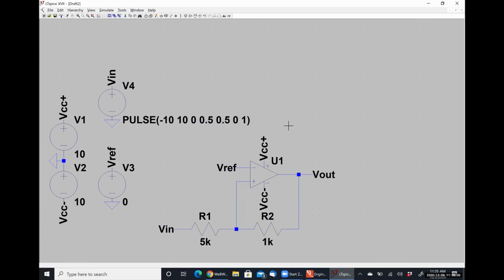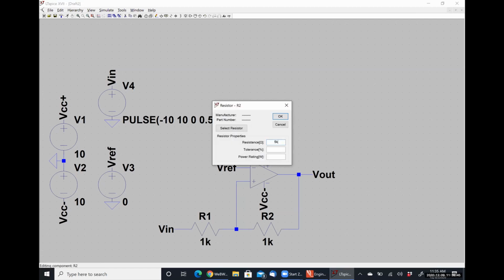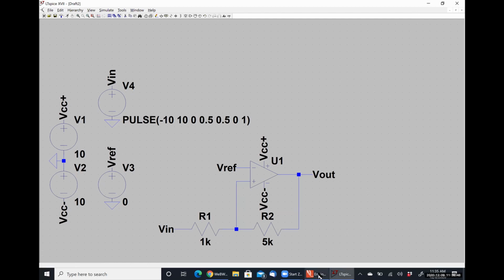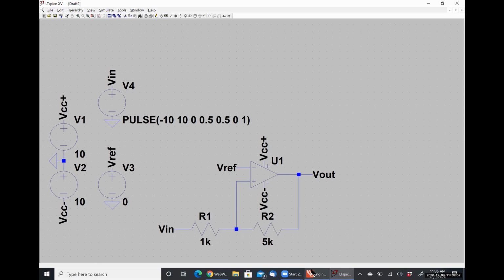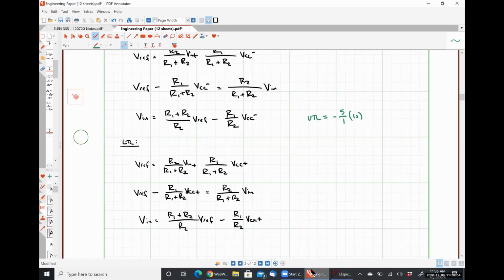All right, so we're going to make this one 1 and this one 5, and now we should get something. All right. So that's negative 1/5 times negative 10, which should be positive 2 volts, right?